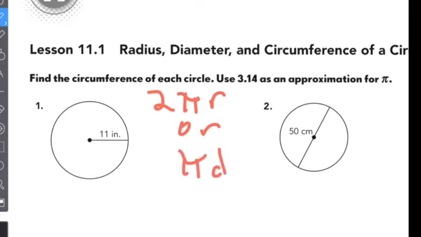So I'm going to help you with one of them. So let's look at number 2. Number 2 would be the diameter. So I'm going to fill in 50 times, and they're saying to use 3.14. And if you do that, you can use a calculator, and you can solve the problem. I'm not going to give you the answer for that.